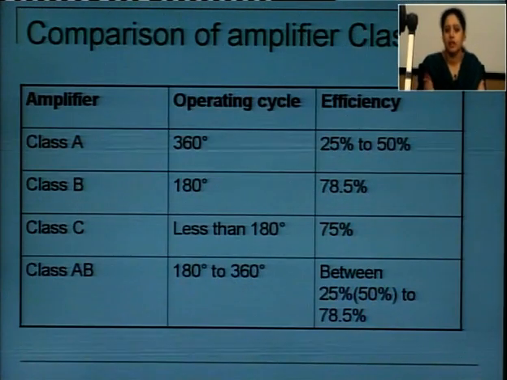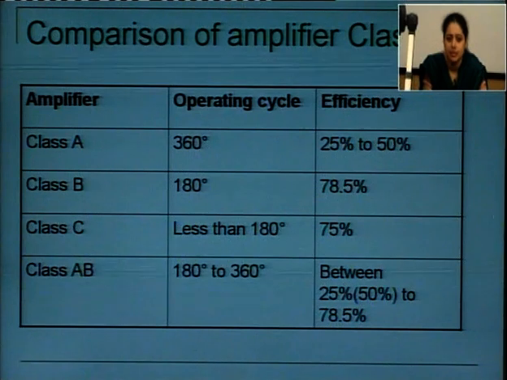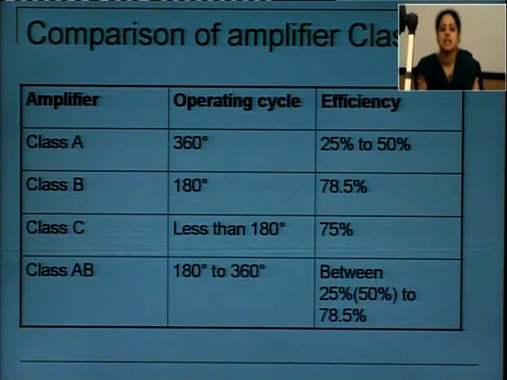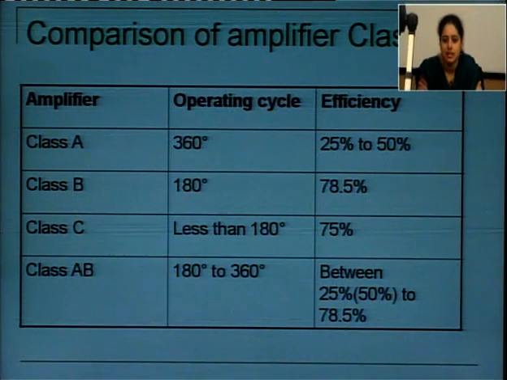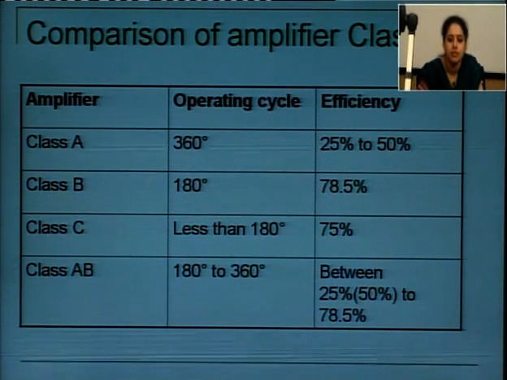Now the comparison of amplifier classes that we have discussed here, in a simple tabular form we can discuss. For class A amplifier, operating cycle is 360 degree and the efficiency is 25 to 50%. For class B it is 180 degree operating cycle and efficiency is 78.5%. For class C amplifiers it is less than 180 degree the operating cycle and the efficiency is 75%. For class AB amplifiers the operating cycle is 180 degree to 360 degree and the efficiency is between 25% to 78.5%.